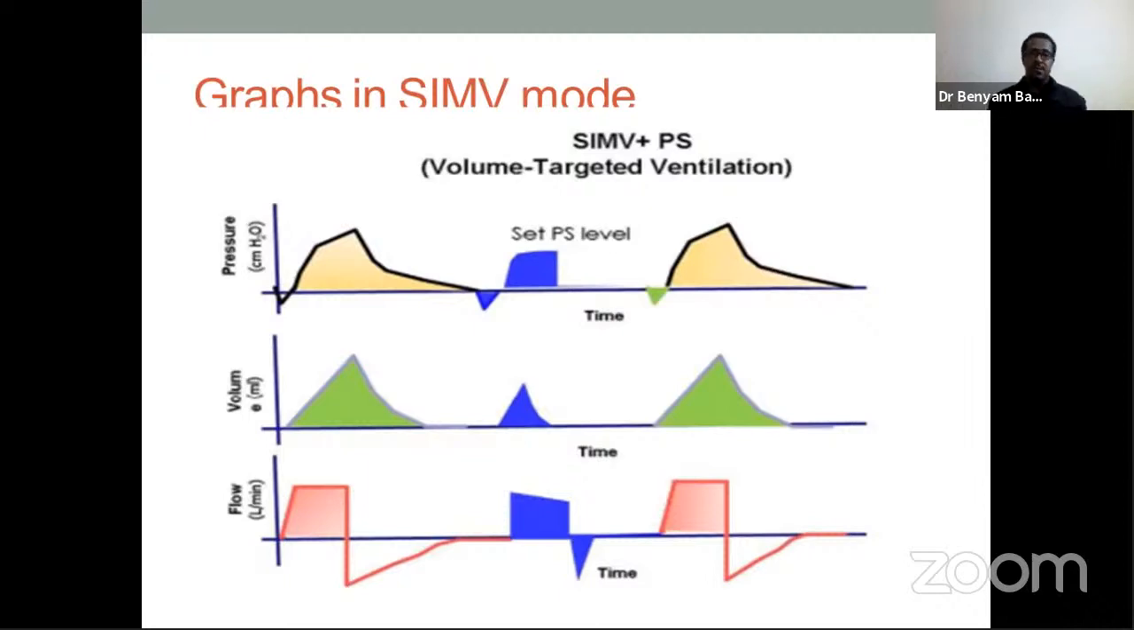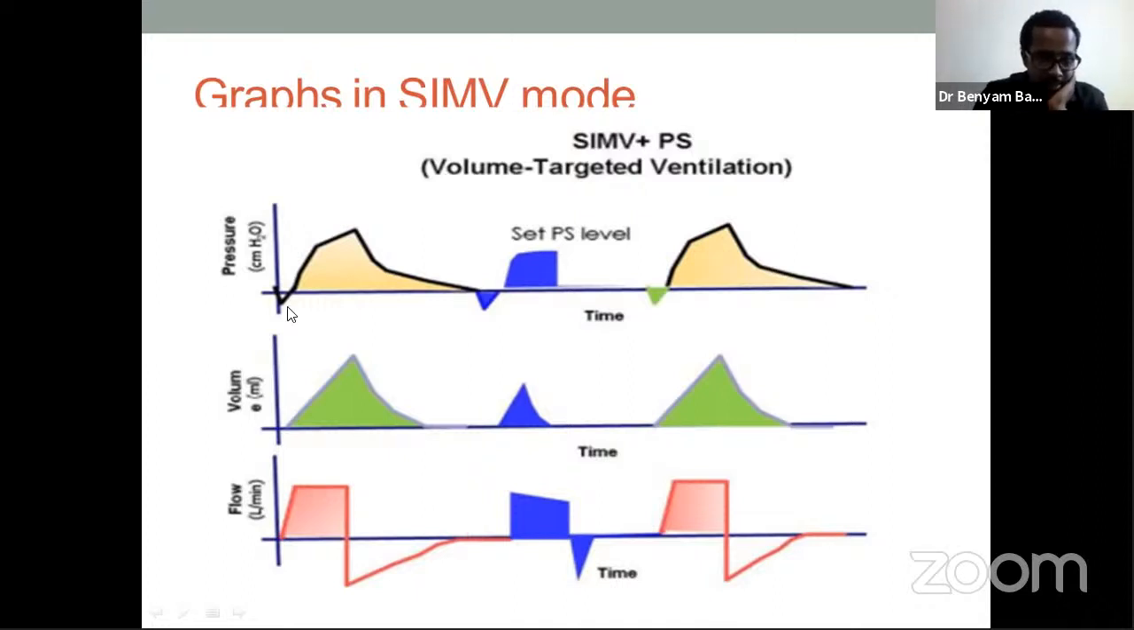So as you can see, this is volume targeted ventilation. Why do I say that? Because in volume targeted ventilation, the volume is a square pattern, a sharp rise followed by dropping, and the flow is also a square pattern here. So we'll be able to tell it's volume control ventilation.